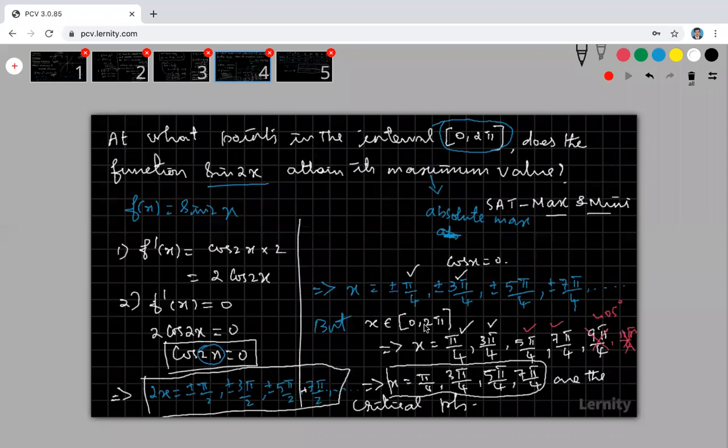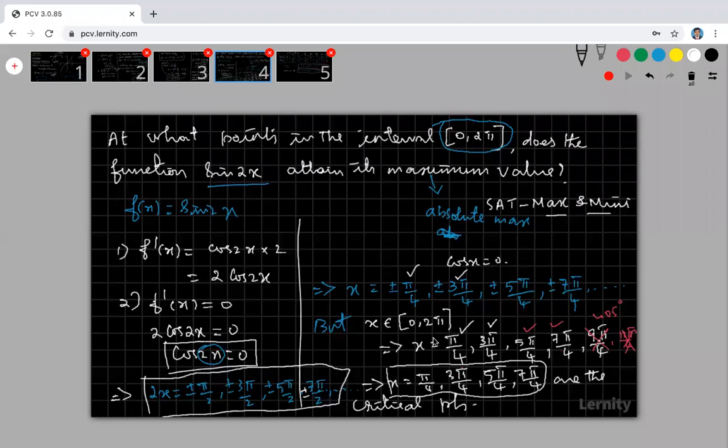But this interval contains only positive values. Therefore, omit your negative values and take only the positive values of pi by 4, 3 pi by 4, 5 pi by 4, 7 pi by 4 only. Don't take this value because it is more than 360, more than 2 pi. This does not belong to this interval. Okay?